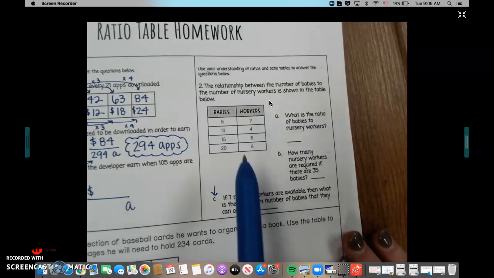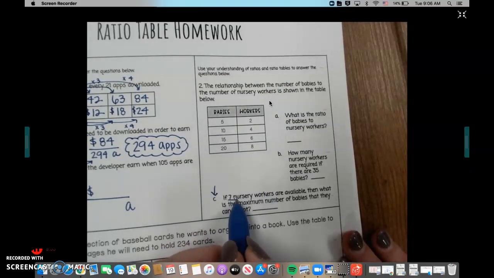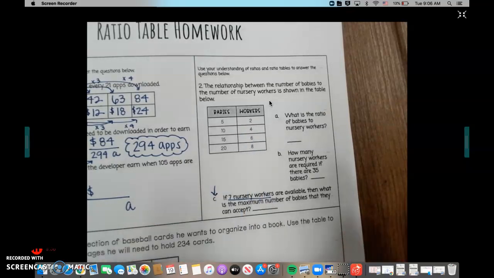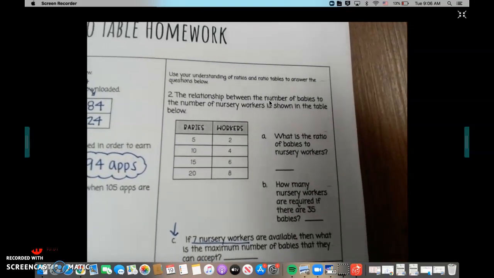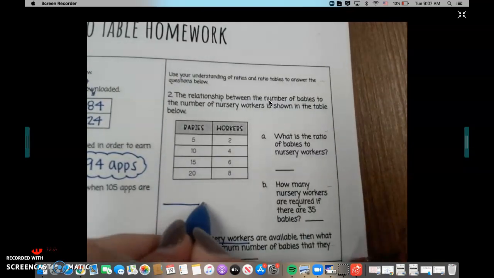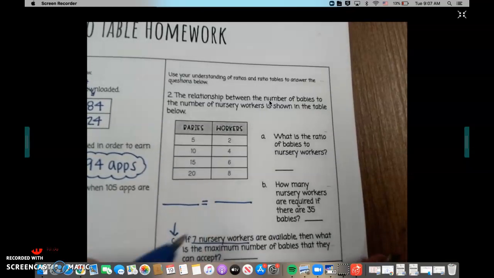Well, I'm looking at my chart here, and I'm looking at nursery workers, and I don't see a 7 in there. I do not see a 7 in there. So what do we have to do? Line equals line. So go ahead and put line equals line. And next, I need some labels. Who can help me out with my labels?